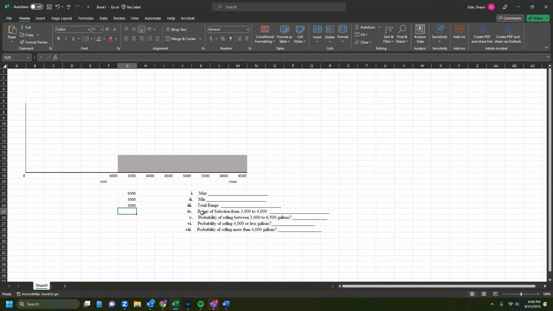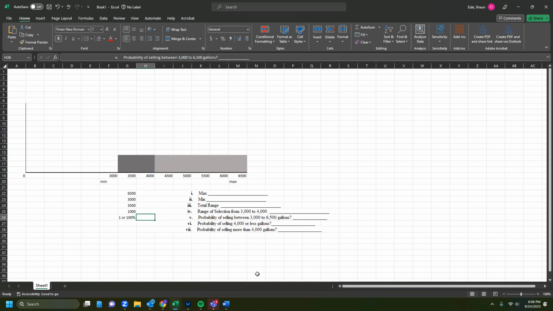Okay. And then the range of the selection from 3,000 to 4,000. So just 3,000 to 4,000, that's going to be 1,000. And so that's going to be right here, and let's make that a slightly different color. And then what's the probability of selling between 3,000 to 6,500 gallons? In other words, what is the probability of this entire range? And remember, the probability of any probability distribution is one. So the probability of selling anywhere between 3,000 to 6,500 is just going to be one, or 100%.